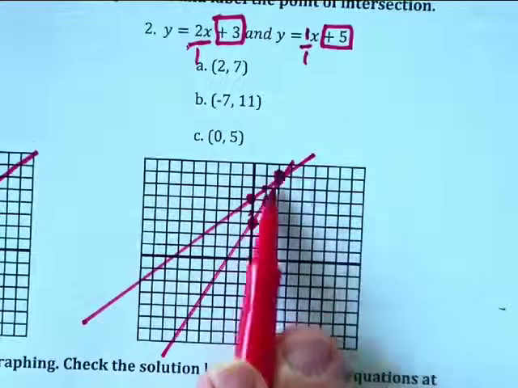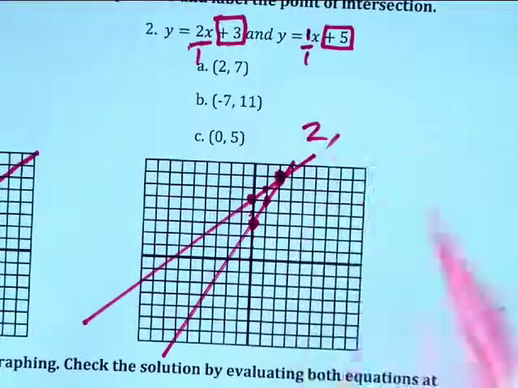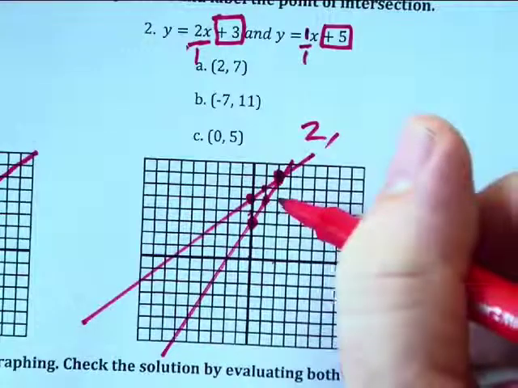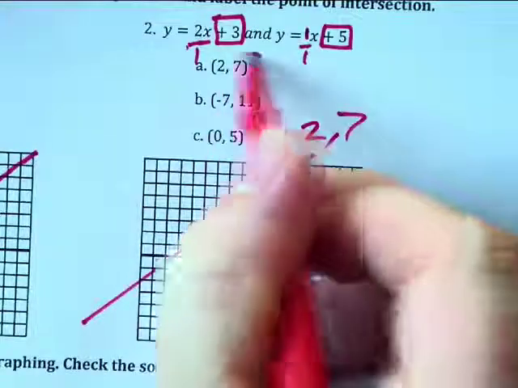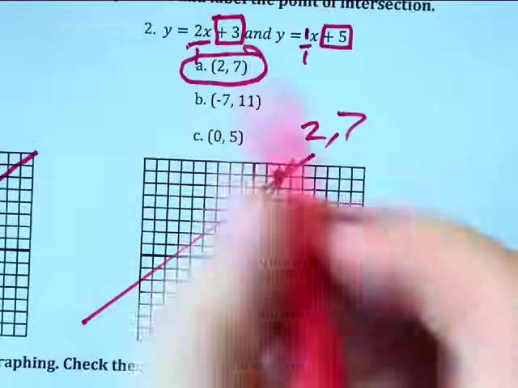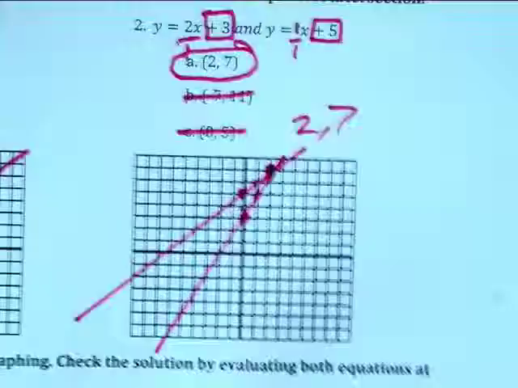So we can see we got to go over 1, 2 on x. So our answer is going to be 2, comma, and up 1, 2, 3, 4, 5, 6, 7. 2, 7. We can see A is 2, 7. So that's our answer. These other ones just will not work. Okay, so that's doing it both ways.